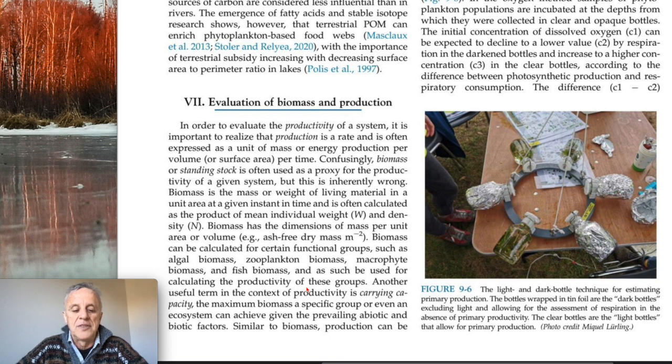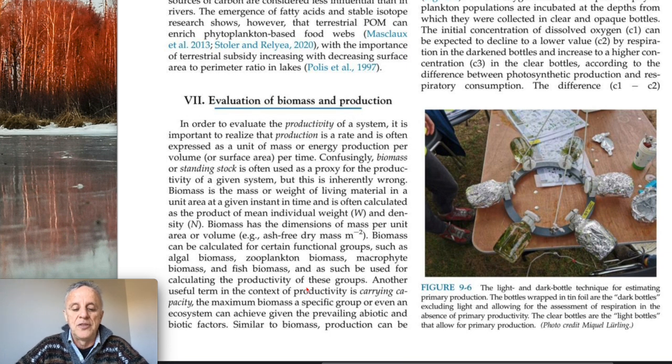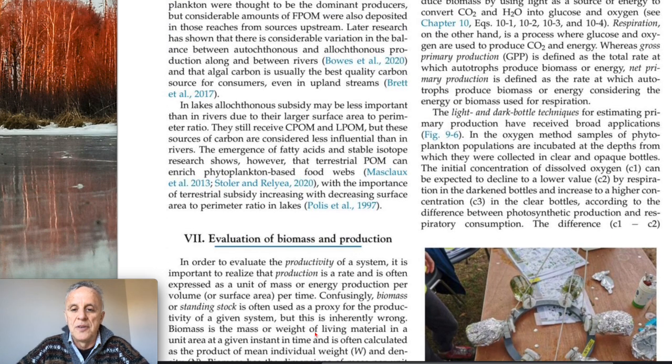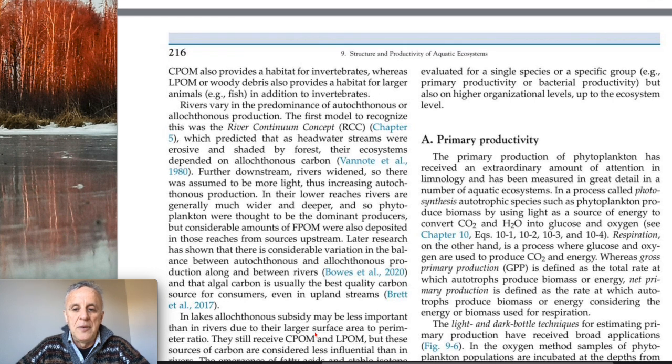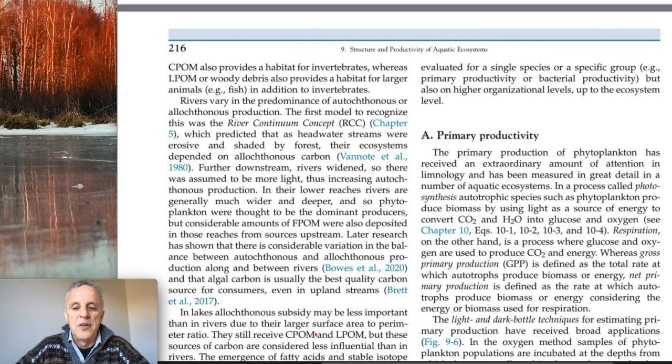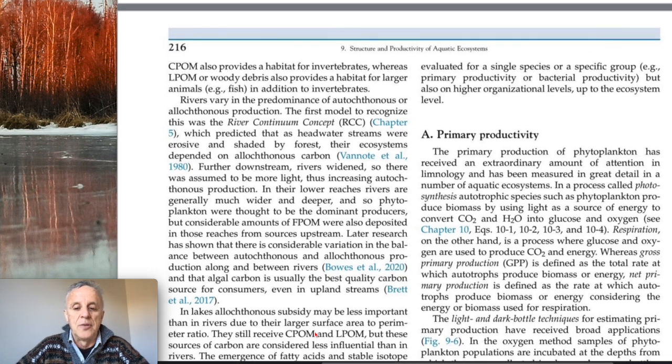Biomass can be calculated for certain functional groups such as algal biomass, zooplankton biomass, macrophyte biomass, and fish biomass, and as such be used for calculating the productivity of these groups. Another useful term in the context of productivity is carrying capacity, the maximum biomass a specific group or even an ecosystem can achieve given the prevailing abiotic and biotic factors. Similar to biomass, production can be evaluated for a single species or a specific group, but also on higher organizational levels up to the ecosystem level.